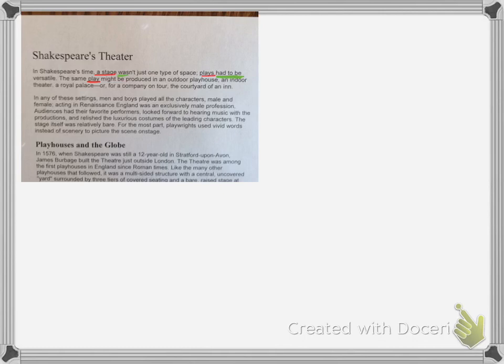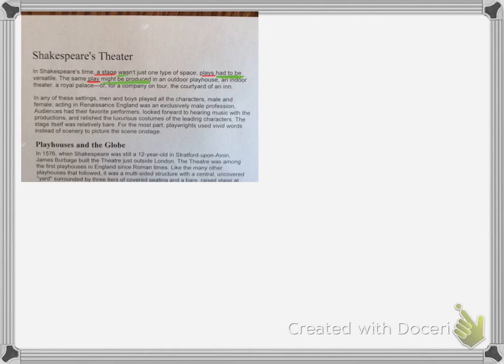Okay. The same play might be produced in an outdoor playhouse, an indoor theater, a royal palace. So the play, what am I saying about the play? What's the action? It might be produced. Or, for a company on tour, the courtyard of an inn. No new subject there. We're still talking about the play being produced, and all the rest of it is just where it's produced.